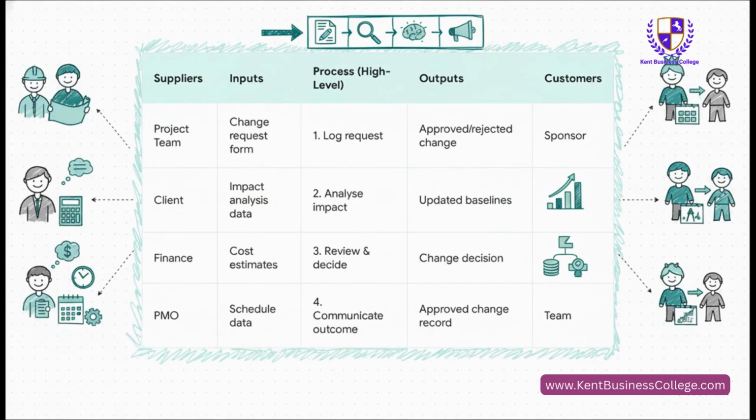Right, let's have a look at this together. We're going to walk through it column by column. So on the far left, let's start there. Who's giving us the stuff we need to even start? Yep, those are our suppliers. In this case, we've got the project team, the client, finance, okay? So next question, what are they actually giving us?